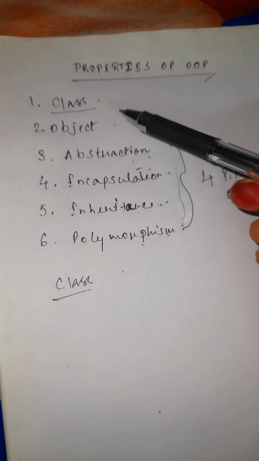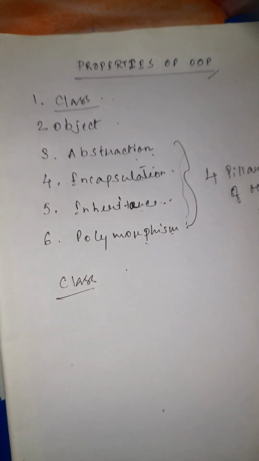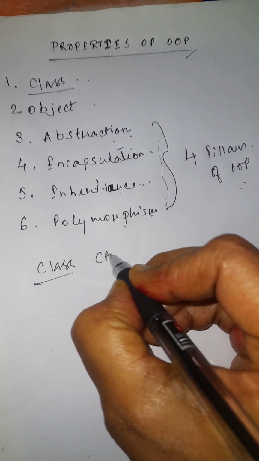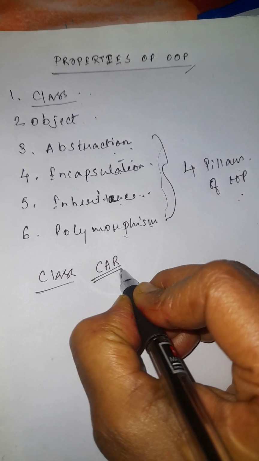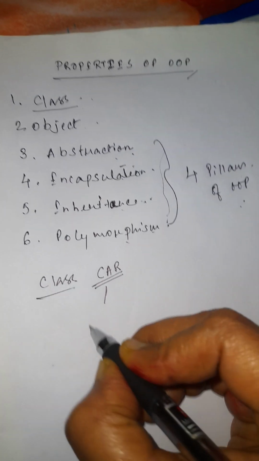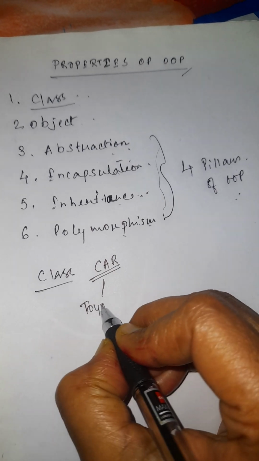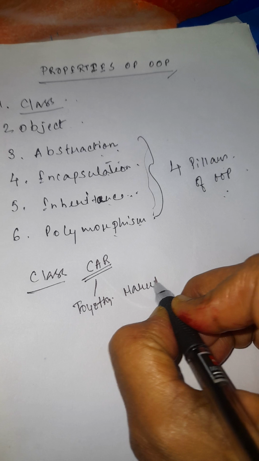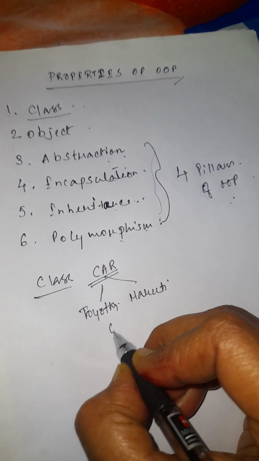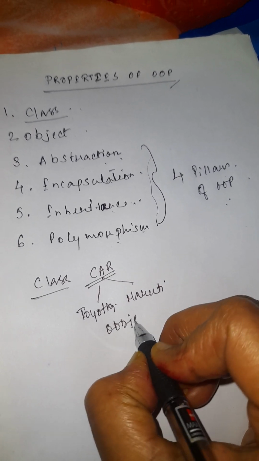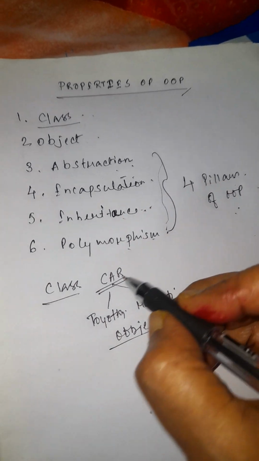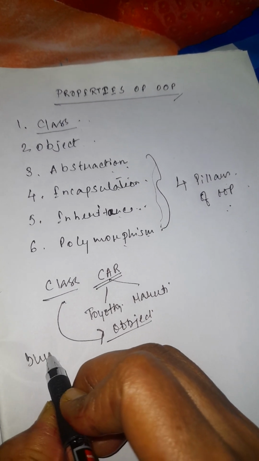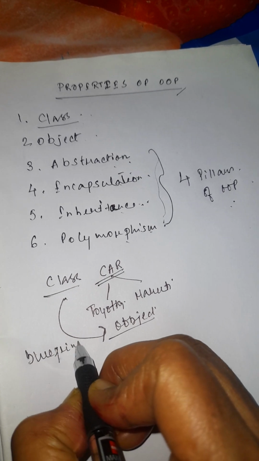So now we will discuss what a class is. Just like maybe there is a car. Car is the class, and Toyota, Maruti, these all are the objects. That is, class is the blueprint of the object.